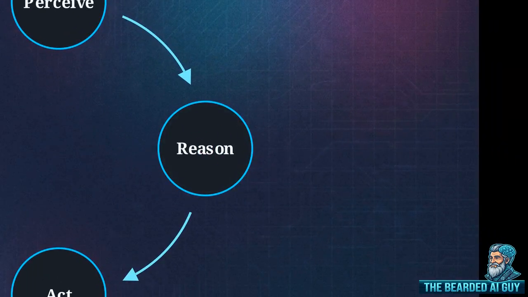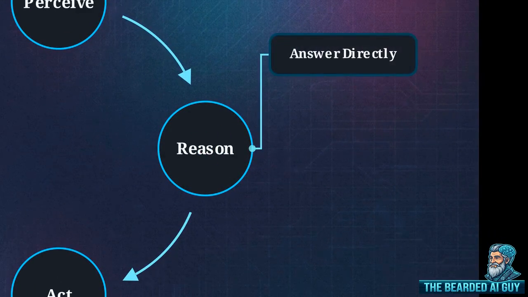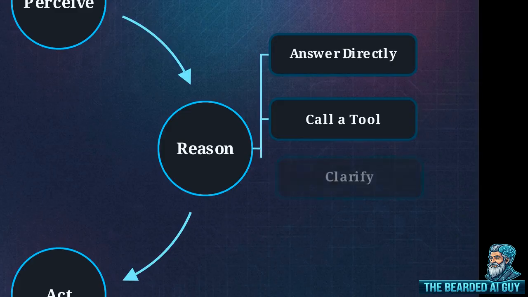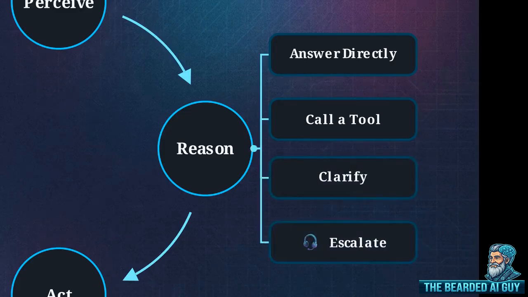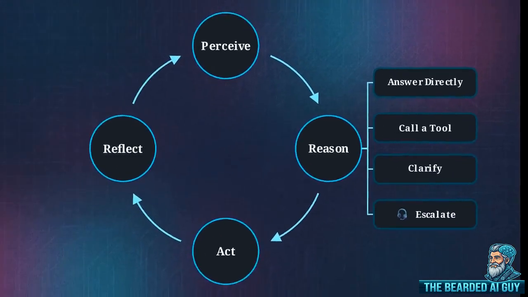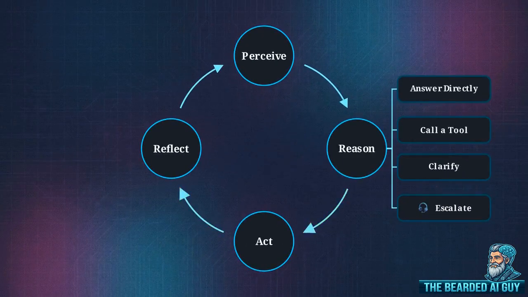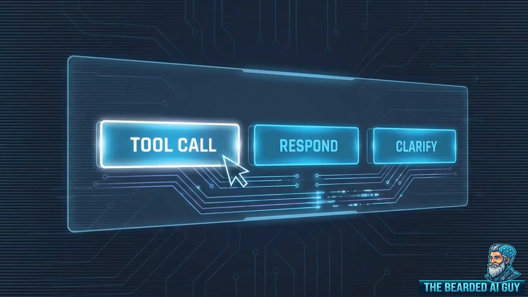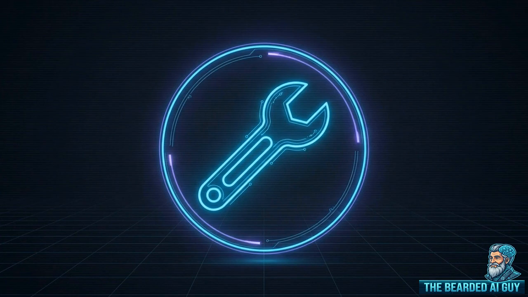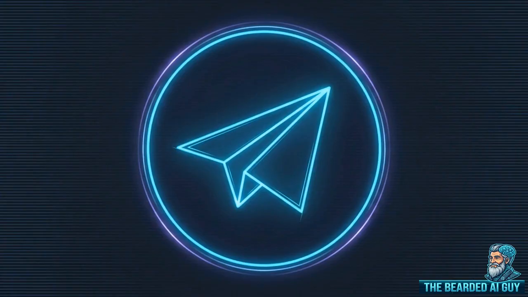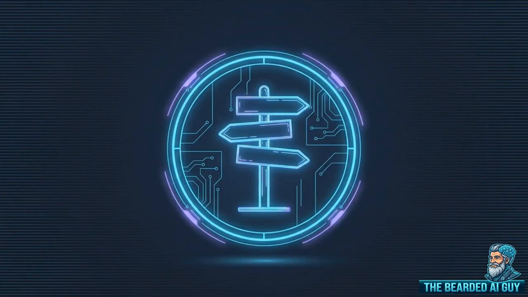Next, the agent has to reason. This is a strict 4-way decision matrix. The agent must choose to answer directly, call a tool to gather more data, ask a clarifying question, or escalate to a human. Once the logic path is selected, the agent moves to act.